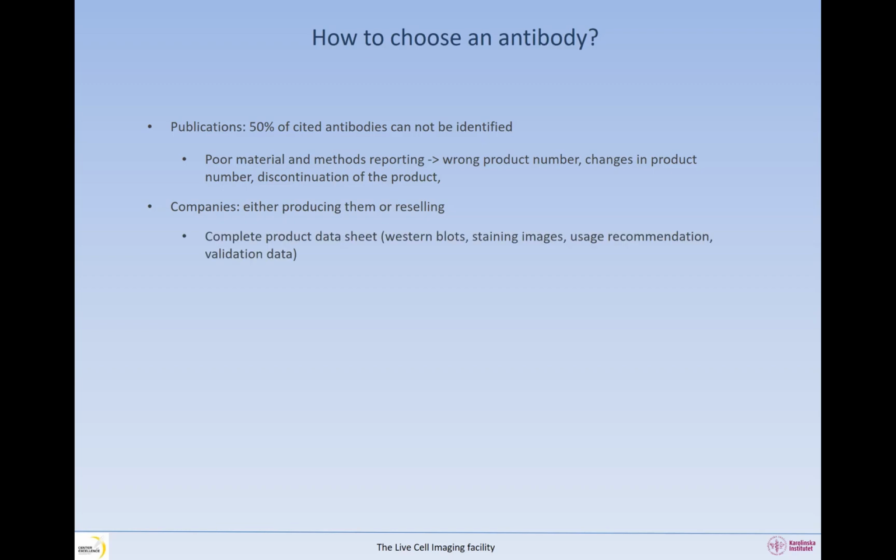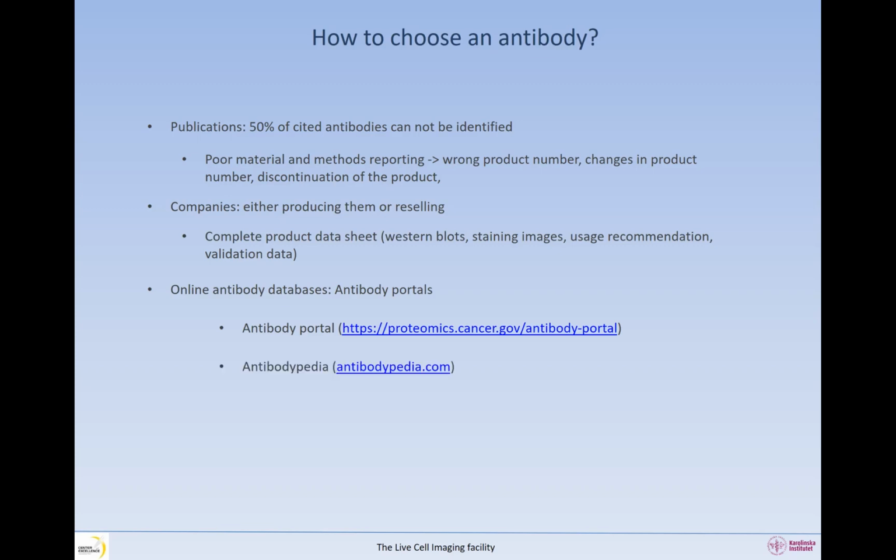But there are other ways to find an antibody. You can go online to different antibody databases, so-called antibody portals. For example, the Antibody Portal or Antibodypedia. They have open access and provide information about the performance of antibodies in specific applications, like Western blot, immunoprecipitation and immunostaining, which are all based on experimental results and publications, and they are verified.